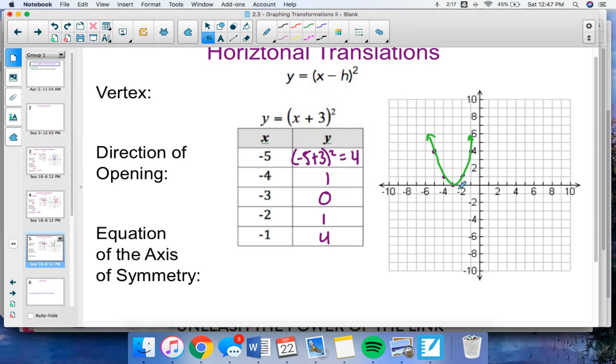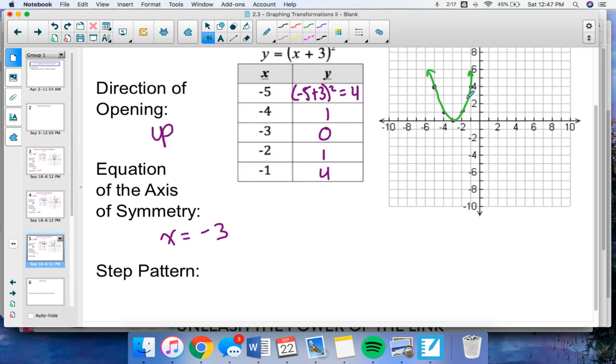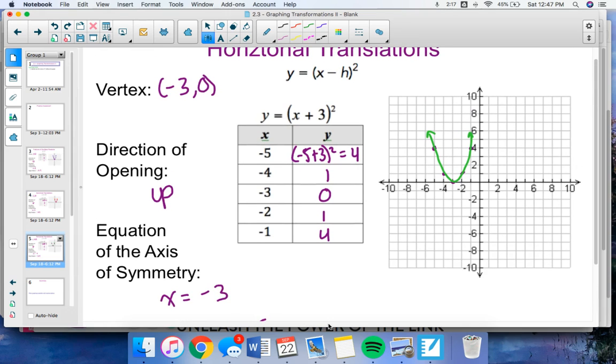So here our vertex has shifted to the left. The x value is negative 3, y value is 0, direction of opening is up. Equation of the axis of symmetry: if we drew a line down the middle of the parabola, where would it be symmetrical? That would be x equals negative 3. And our step pattern, did it change? No, up 1 over 1, up 3 over 1. So still 1, 3, 5. Okay. So the h values are left and right.